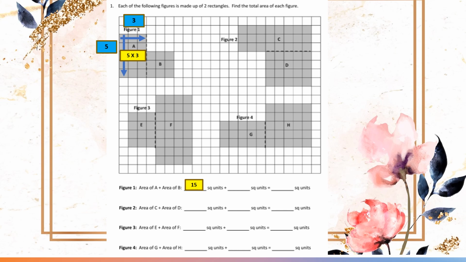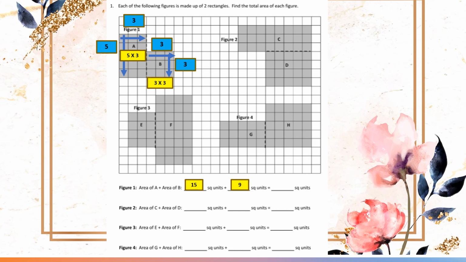Now we need to find the area of B. Let's count the units that make up the length of B. It's 3. There are 3 units that make up the length of B. Now let's count the units that make up the width of B. It's also 3. So the equation to find the area of B is 3 times 3. What's 3 times 3? That's right, it's 9.